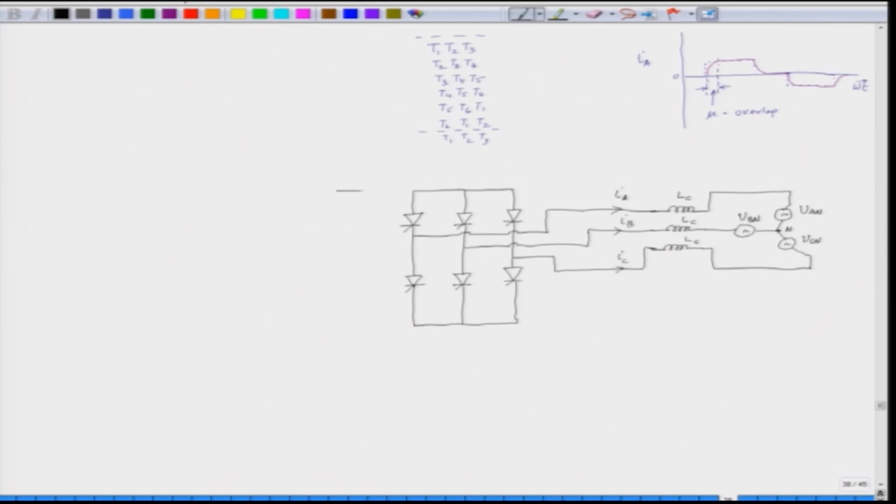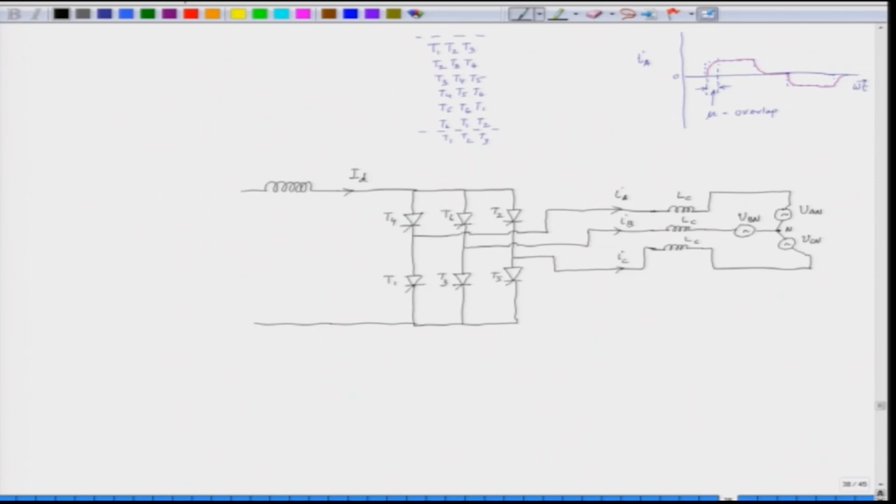And this is the DC link that we have, and the DC link has got an inductance, and this current in the DC link is ID. So, the SCRs are T1, T2, T3, T4, T5 and T6.